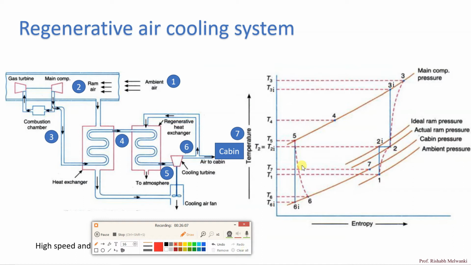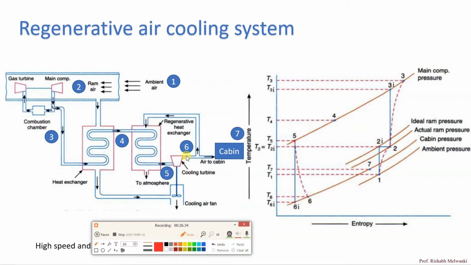Now at point 5 the air enters the cooling turbine and ideally that process 5 to 6 will be isentropic. So there will be a pressure drop and a temperature drop. You can see the point 5 temperature is T5 and the point 6i temperature is T6i. So there is a temperature drop and also a pressure drop. This is the higher pressure curve and this is the low pressure curve.